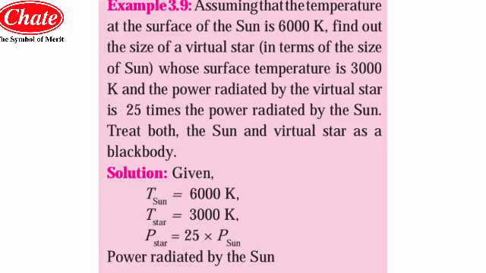From that, first of all, we are going to write the given terms. The given terms are: the temperature of the sun is 6000 Kelvin and the temperature of the star is equal to 3000 Kelvin. Now the second case they have given: the power radiated by the star is 25 times that of the power radiated by the sun. So this is the second condition they have given.